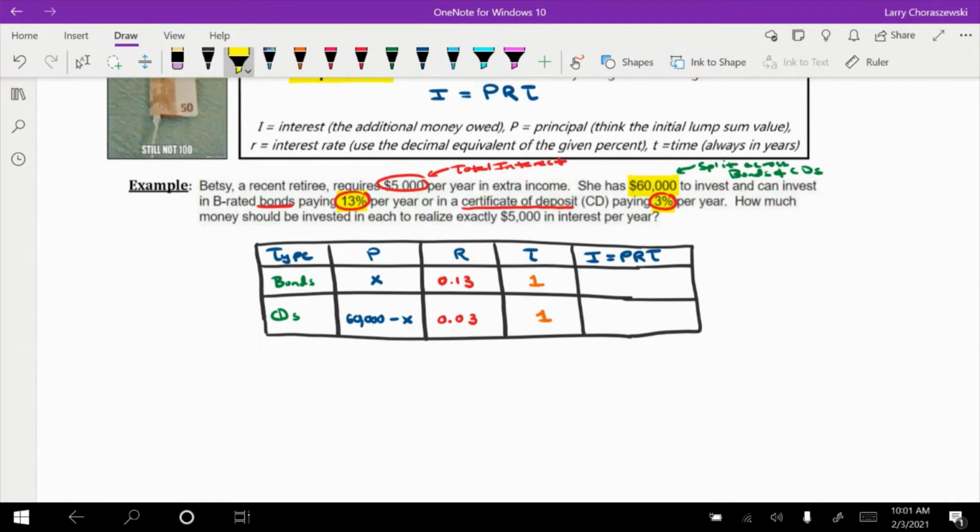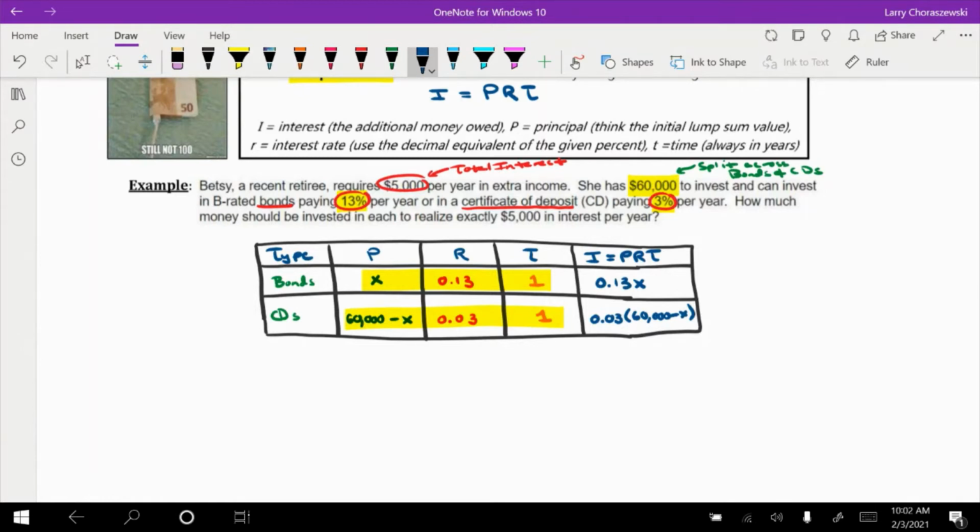Now to get the interest expressions, those result from multiplying P, R, and T in each of these rows. When you multiply P, R, and T in the first row, it simplifies as 0.13x. When you multiply P, R, and T in the second row, because the P has two terms involved, it's best to write this as 0.03 times the quantity 60,000 minus X. Okay?